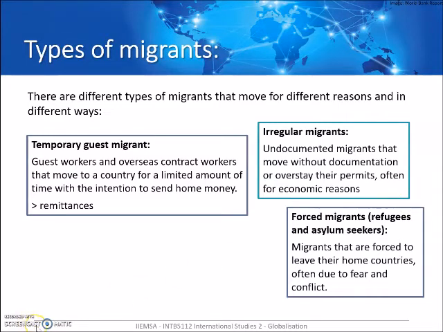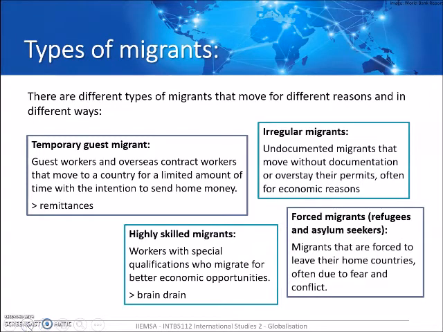And then there's a fourth category that we often forget, but that is increasing as well, which is highly skilled migrants. These are workers with special qualifications who generally migrate for better economic opportunities, right? They might migrate like temporary guest migrants for just a specific amount of time, for a few years, but they might also migrate for good because there are just better opportunities somewhere else, which often causes brain drain to the home country. We'll see what that is.